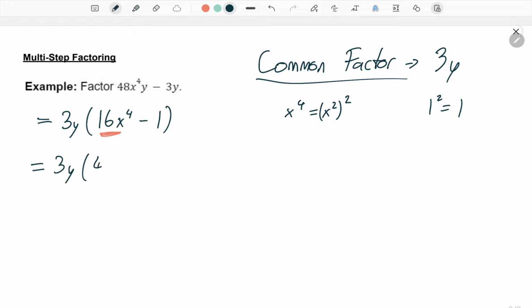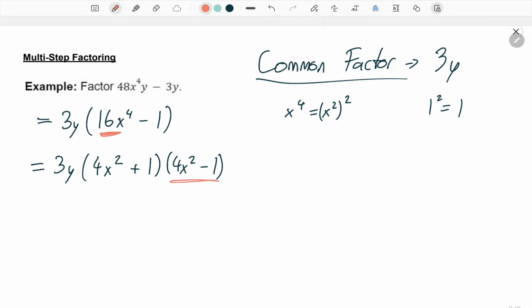We can start off with the square root of the first term, so 4x squared, and then add and subtract the square root of the second term. So square root of 1 is just 1, so nothing really happening there. And then 4x squared minus 1. All right, and now that you've done that difference of squares, you might be thinking you're done, but we always have to double check: is there any further factoring?